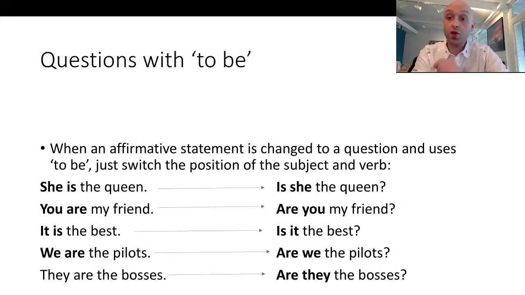Question formation is also a little bit different when we use to be. When an affirmative statement is changed to a question and uses to be, all we have to do is flip the subject and the verb. Let's take a look at some examples.